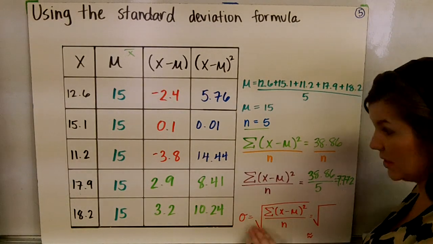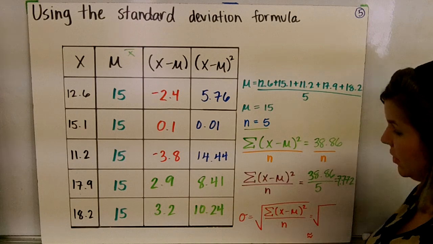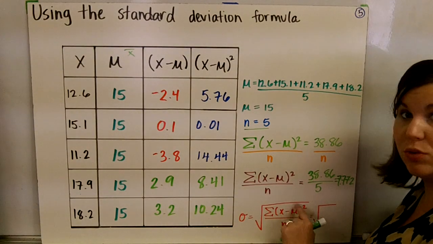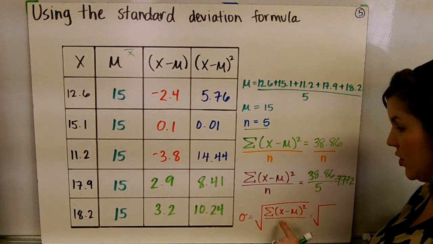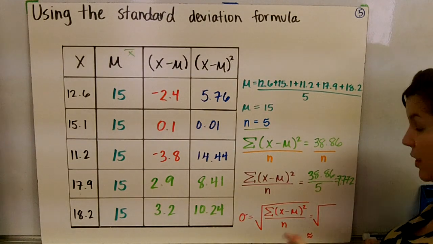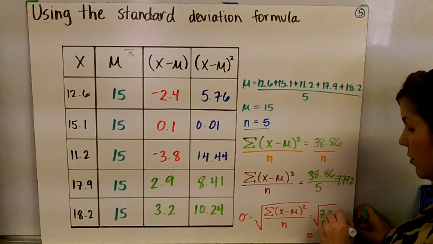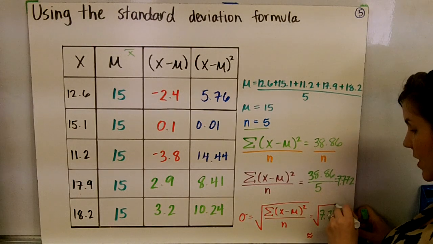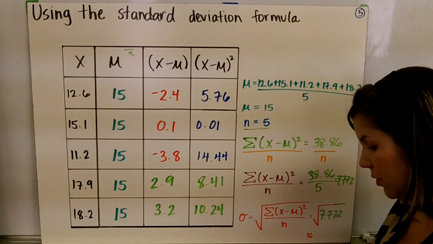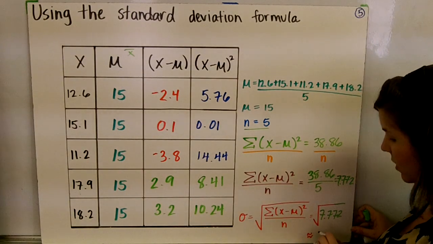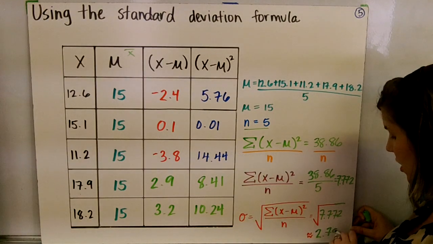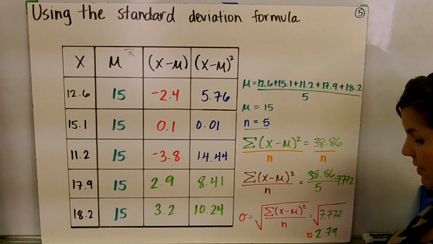Now, standard deviation. This is the formula for standard deviation. The square root of the sum of the quantity x minus mu squared divided by n. So we found this inside value to be 7.772. So I'm going to now take the square root. Our very last step will be to take the square root. And you want to use the whole value. So at the very end, you can round. The square root is 2.7787, so I'm going to say 2.79 would be my standard deviation.